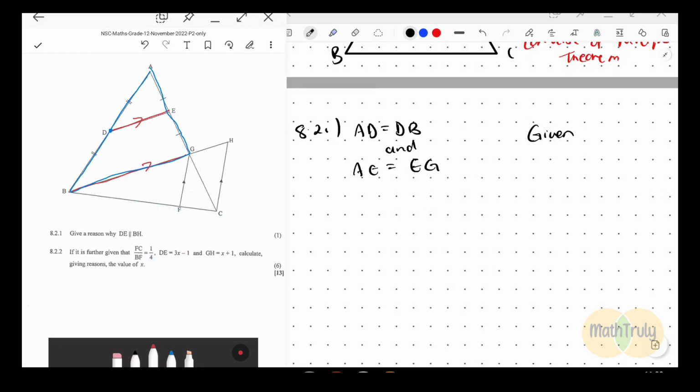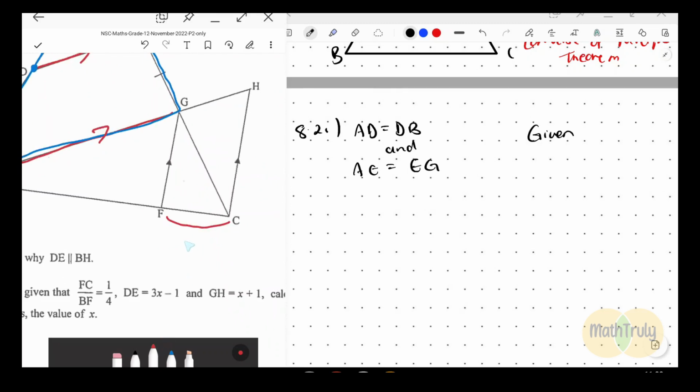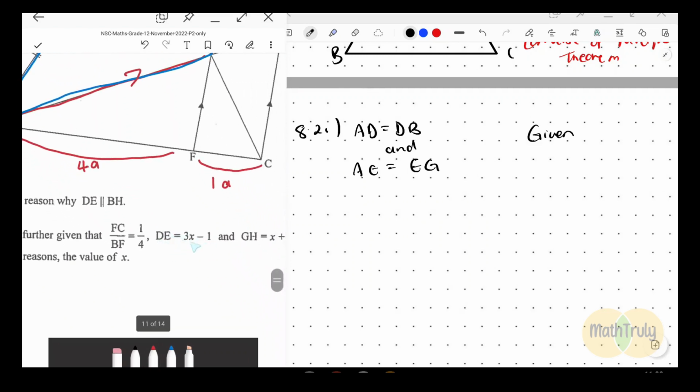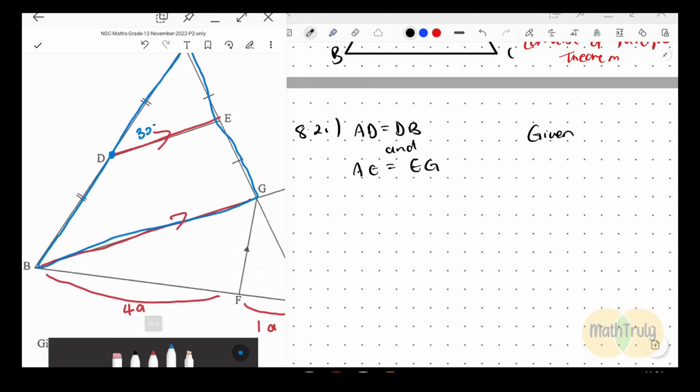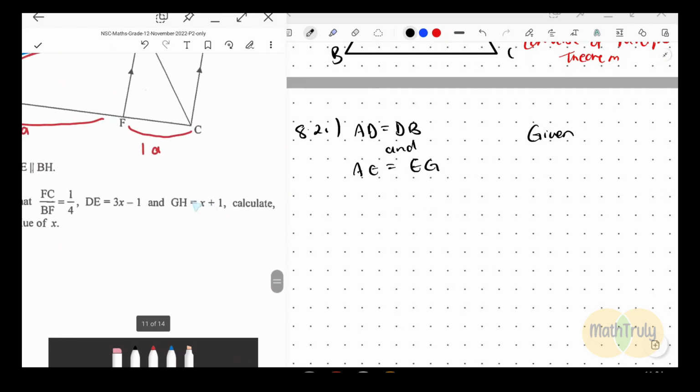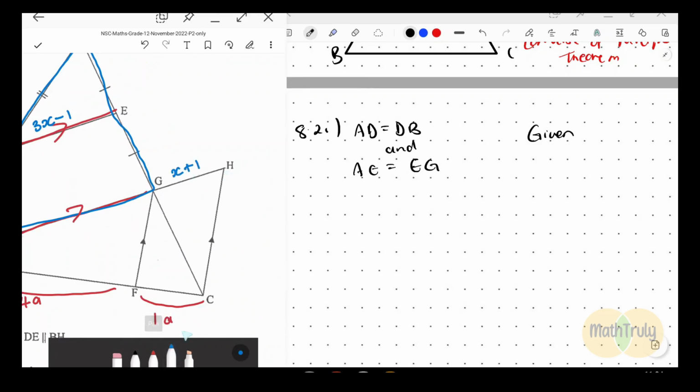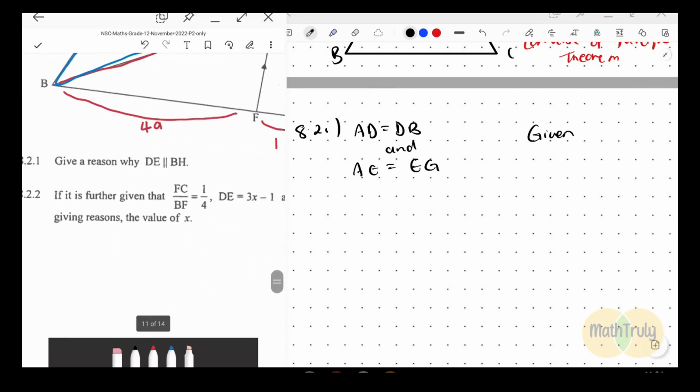That's all it's saying. So how you can put that down for you to remember, let's just call this 1A, and then we'll call BF, that length, 4A, meaning it just has 4 parts. And then let's see what else they say. They also say that DE is equal to 3x minus 1. Now notice this is not a ratio, because it has not been put as a fraction or as a ratio like 1:4. This is just the length of something, but then we don't have x. So DE is 3x minus 1. And then they also tell us that GH is x plus 1. And then they say calculate, giving reasons, the value of x.